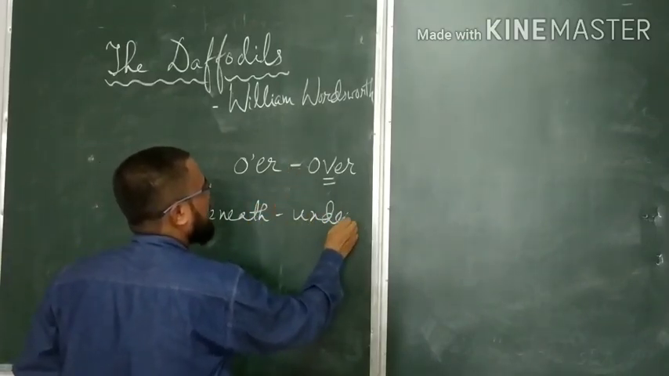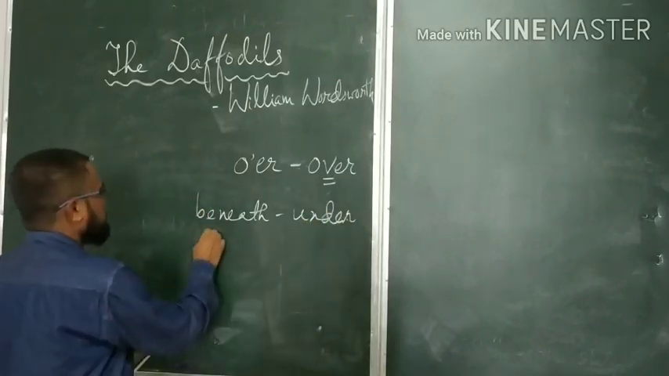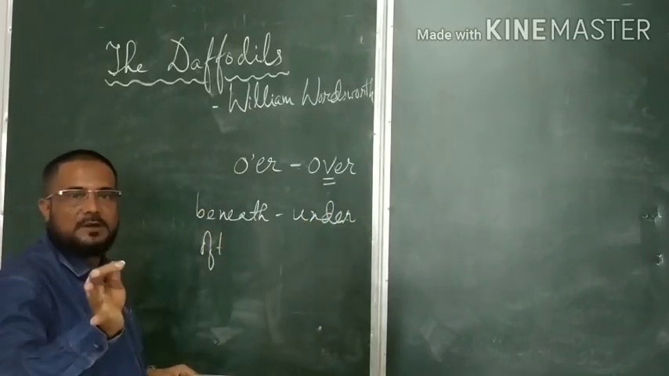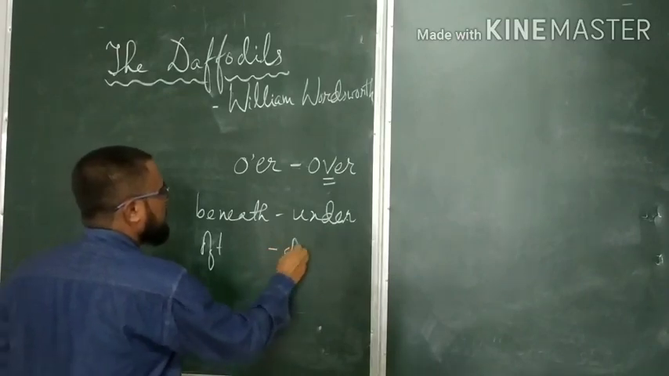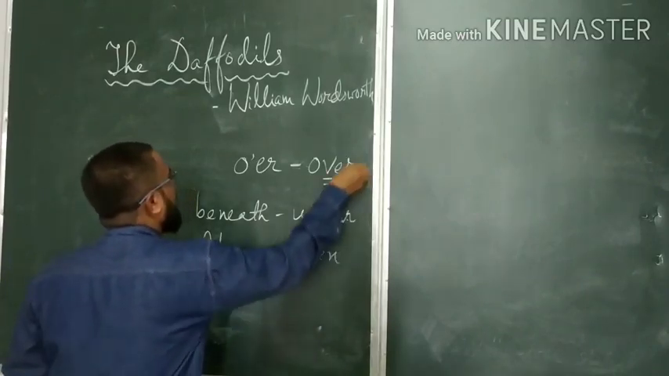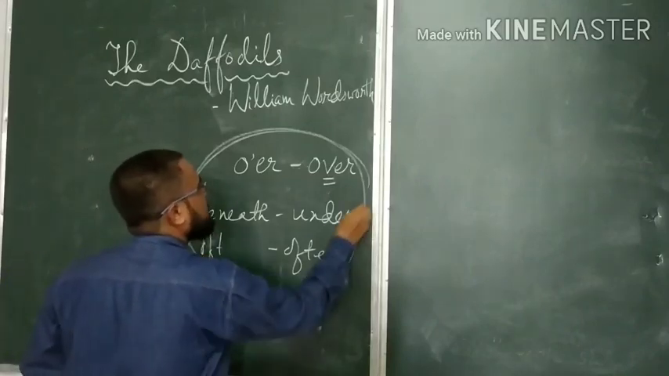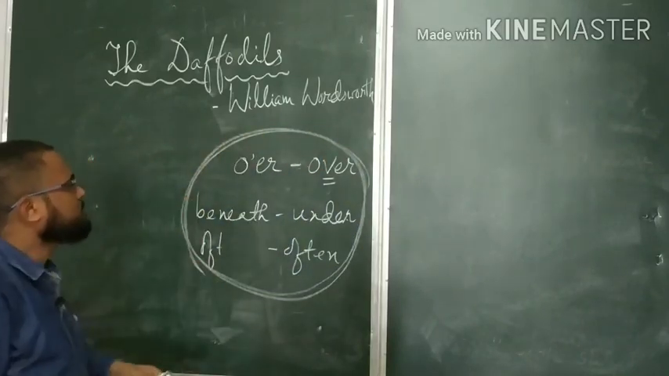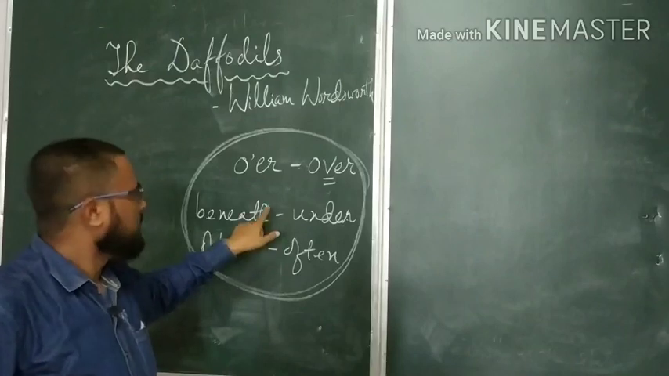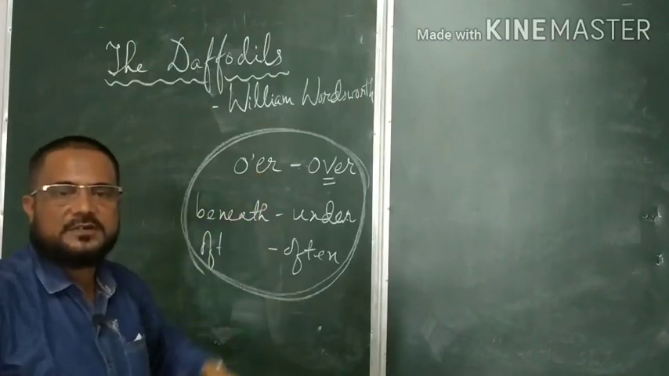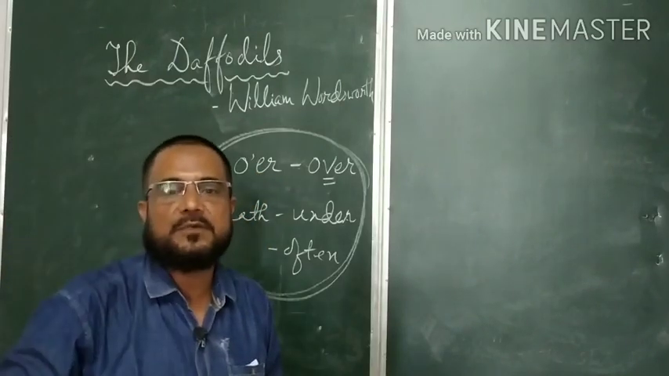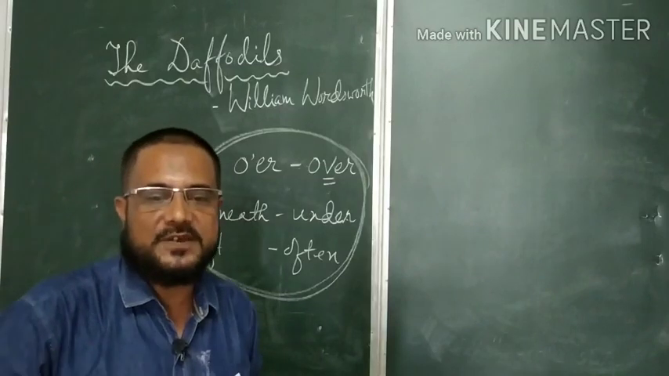And then we have another word, oft. Towards the end of the poem you will find oft. Oft means often. These three words are special uses. In prose compositions you will not find such uses. Beneath sometimes may be used, but these are not used. So this is another speciality, another way in which the poet has made the poem special.